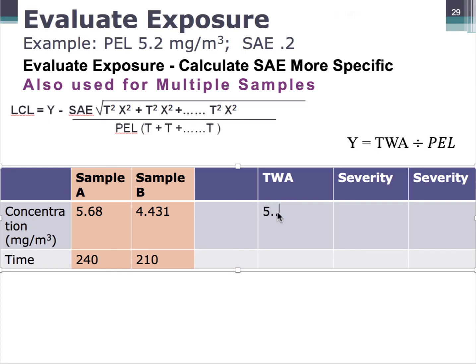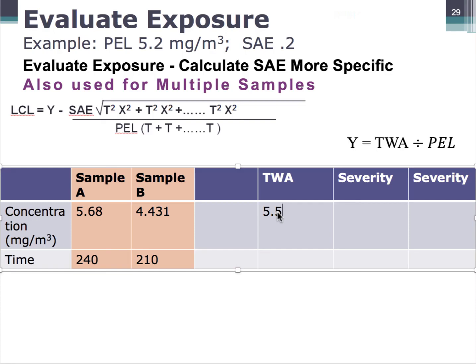in-depth calculation. So we can use this calculation for when we have the situation that we do. We have a possible overexposure. We can also use this calculation when we have multiple samples, and so I'm using it to show you both. In this calculation, we only need to calculate the lower confidence limit. We don't need to calculate the upper confidence limit.